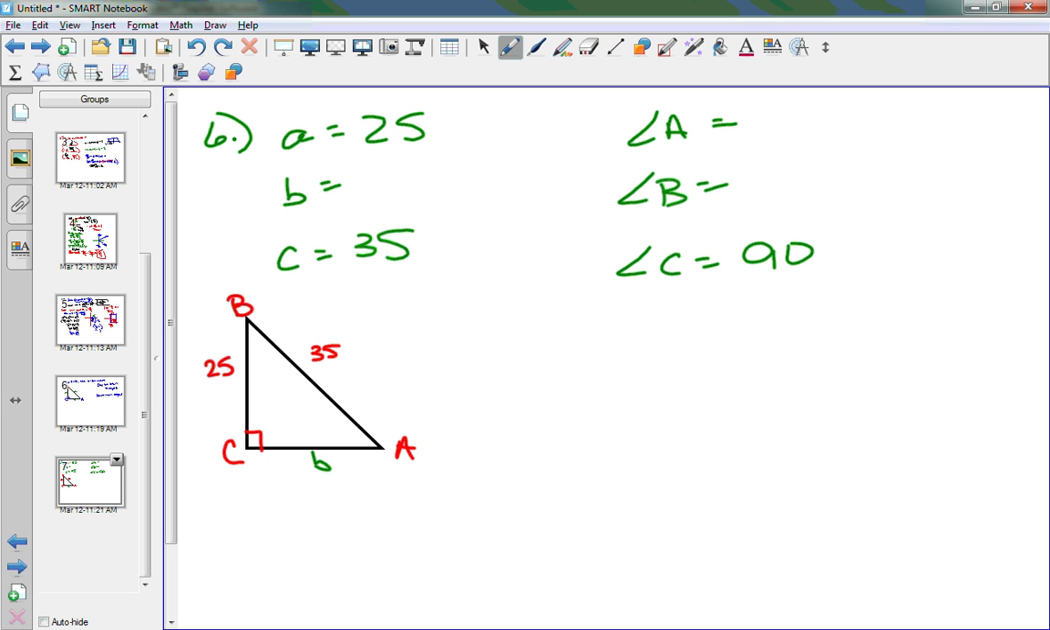I'm not going to worry about that part. I want to find the angles. So how do I go about finding the angles? Well, what do I know? If I want to find angle A, what is 25 according to angle A? Opposite. What is 35 according to angle A? Hypotenuse. Now, David, what did you just say this was? The sine of angle A is going to be equal to the opposite leg, which is 25, over the hypotenuse, which is 35.